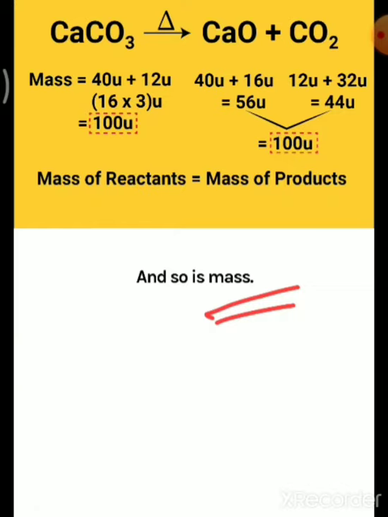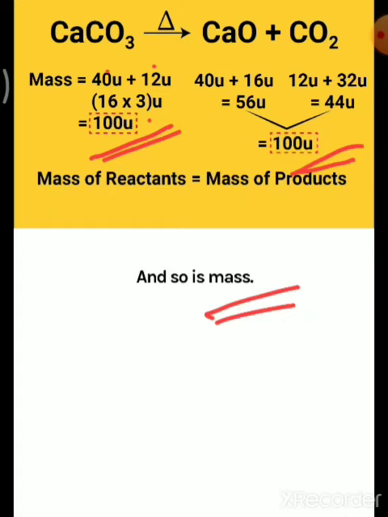So mass, how will you calculate? For calculating the mass, you should know the atomic number. So for calcium it is written 40 and for carbon it is 12. And for oxygen it is 16 into 3. Okay, the total came to 100 and this side also it came to 100. How the 40 of calcium and 12 of carbon come, you will read in your next videos. Okay, here you just see the example.